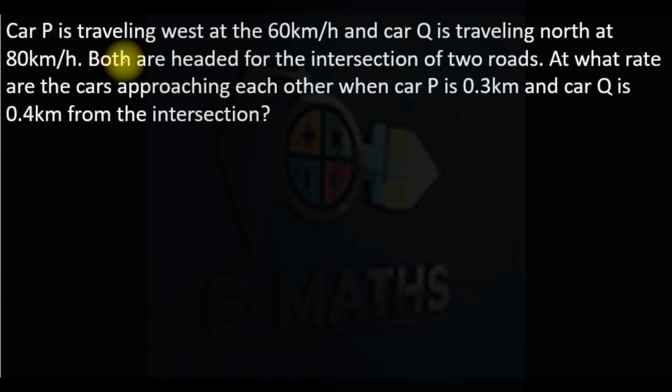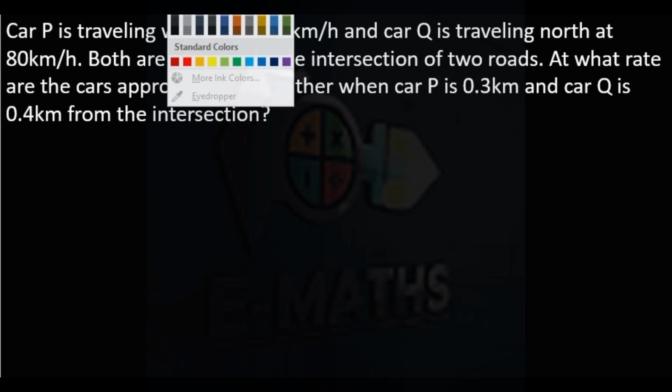Car P is traveling west at 60 km per hour and car Q is traveling north at 80 km per hour. Both are headed for the intersection of two roads. At what rate are the cars approaching each other when car P is 0.3 km and car Q is 0.4 km from the intersection?